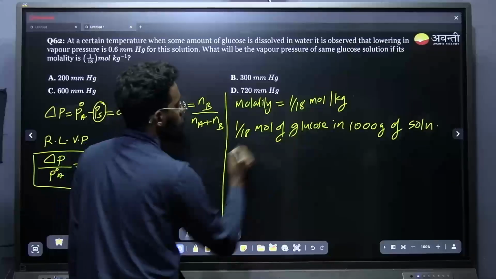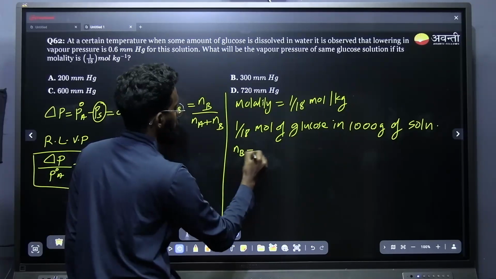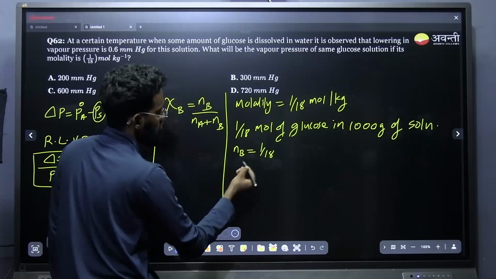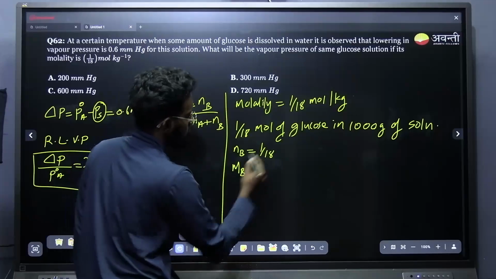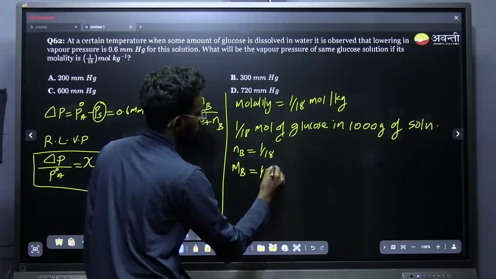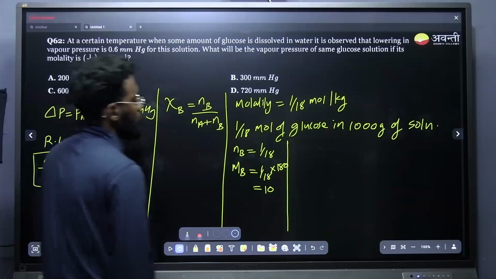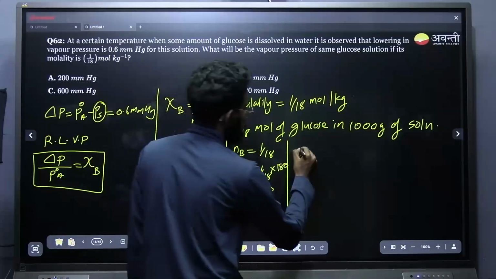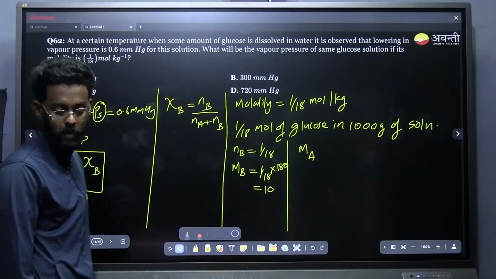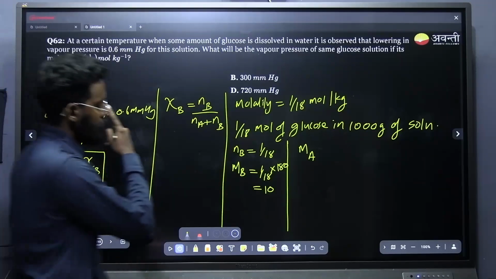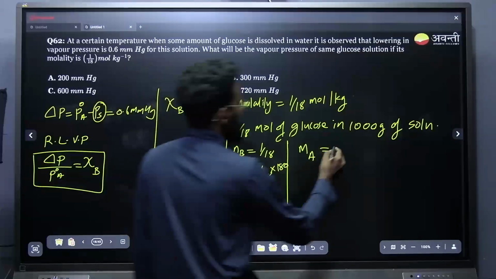Okay, so number of moles of glucose is given. NB is equal to 1 by 18. So if I got the number of moles of glucose, I should find out the mass of glucose, that is MB. Mass of glucose, how can I find out? Number of moles into 180, which is equal to 10. That is the mass of glucose I got. Okay, now if you got the mass of glucose, how can we find out the mass of water? Mass of water is Ma. How can we find out the mass of water? Out of the total, if you observe, 1000 gram is there, right?